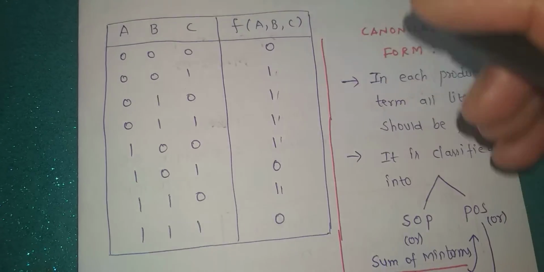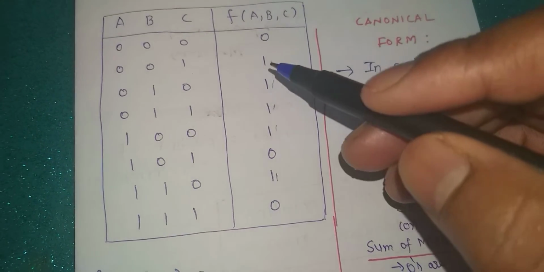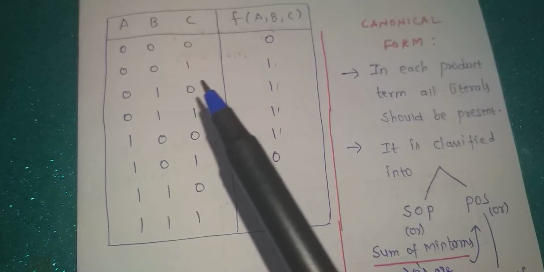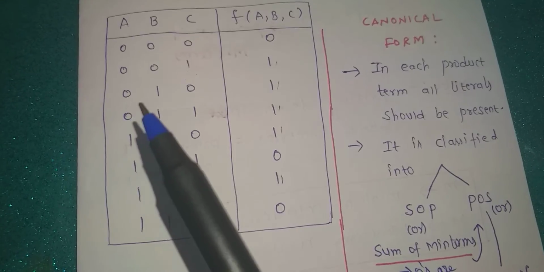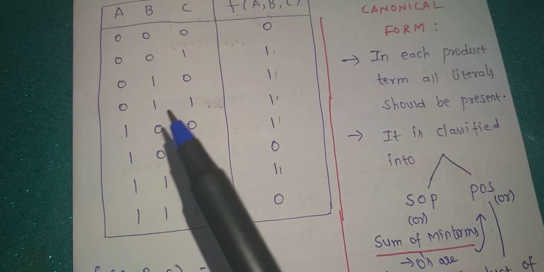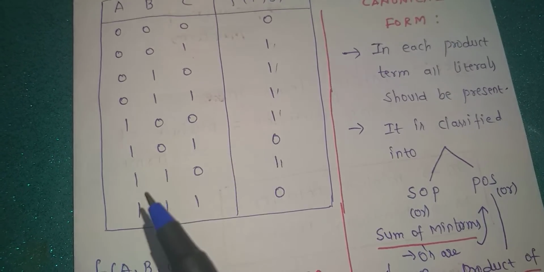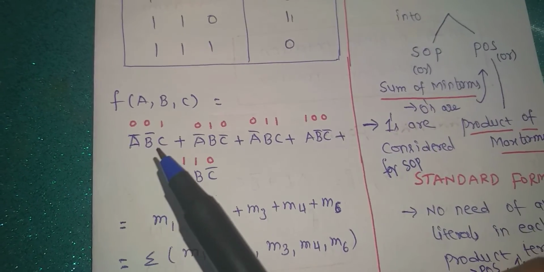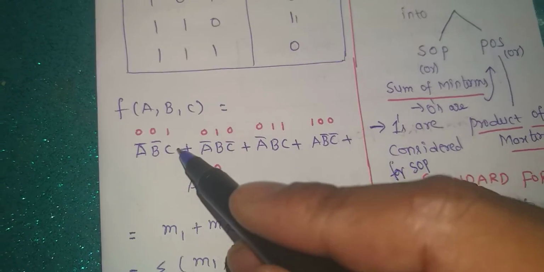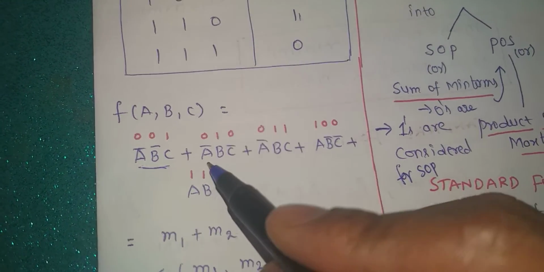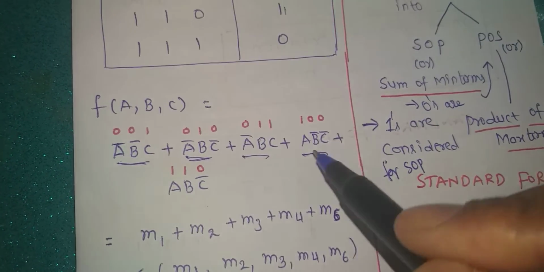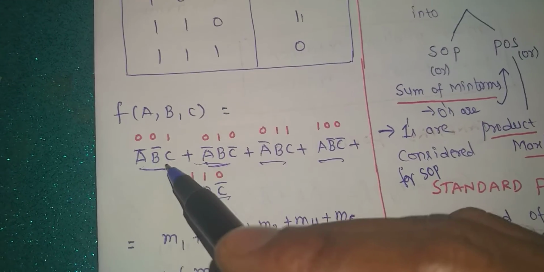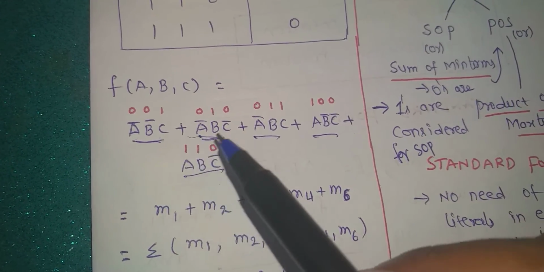Now I am going to consider ones, and write the respective variables: A bar B bar C, A bar B C bar, A bar B C, A B bar C bar, and finally A B C bar. Now I have written all the Boolean functions. Each one is a product term, and each product term consists of all the literals, that is, all the input variables. I have given the binary notation of each product term.